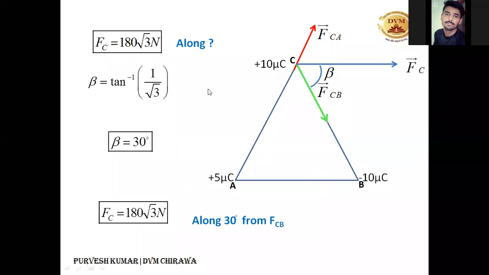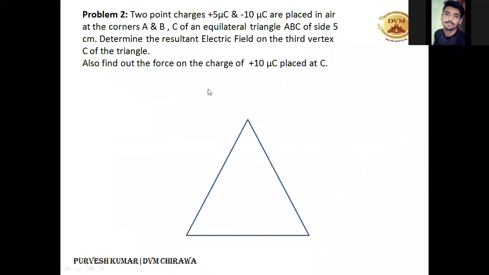Now, second question. It says there are 2 point charges, plus 5 microcoulomb and minus 10 microcoulomb. They are placed at corners A, B of an equilateral triangle of side 5 centimeter. Determine the resultant electric field on the third vertex C of the triangle. So in this, we need to find the electric field.